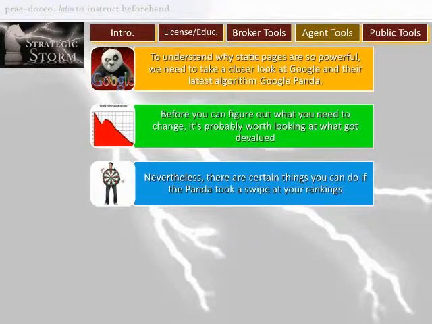Nevertheless, there are certain things you can do if the Panda took a swipe at your rankings. A telling quote from Google is this: "In addition, it's important for webmasters to know that low-quality content on part of a site can impact a site's ranking as a whole. Removing low-quality pages or moving them to a different domain could help your rankings for the higher quality content." Now remember, getting that higher quality content and getting ranked higher is also helping your public as well.